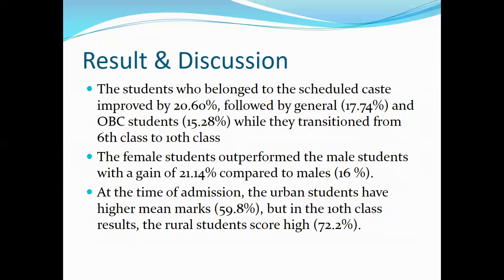The results show that the students who belong to scheduled castes improved by 20.60%, followed by the general and OBC students, while they transited from the 6th to 10th class. The female students outperform the male students with a gain of 21.14 as compared to the male students. At the time of admission, the urban students have higher mean marks, but in the 10th class results, the rural students score high.